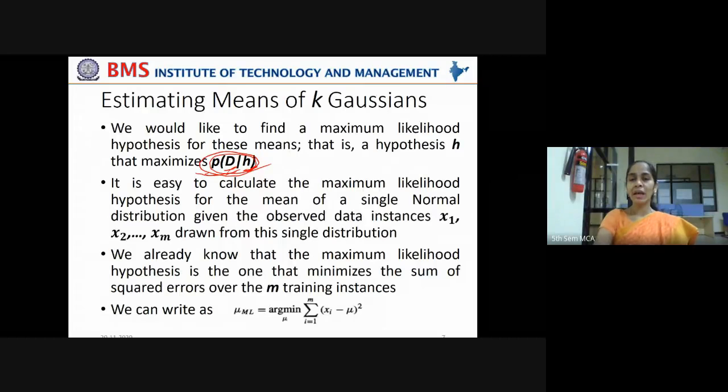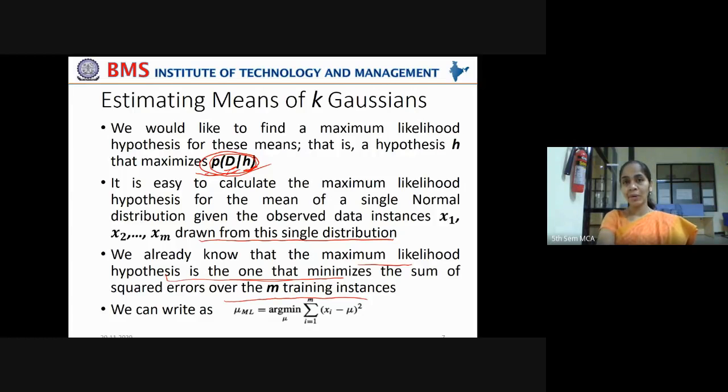Okay, now it is easy to calculate the maximum likelihood hypothesis for the mean of a single normal distribution given the observed data instances x1, x2 and so on up to xm drawn from this single distribution. You're trying to find the maximum likelihood for the mean of this particular distribution by considering the data instances. We already know that the maximum likelihood hypothesis is the one that minimizes the sum of squared errors over the m training instances. Which reduces the prediction error, right?